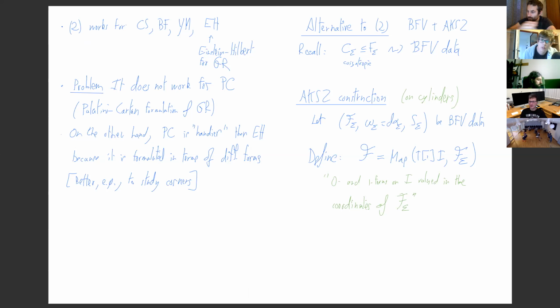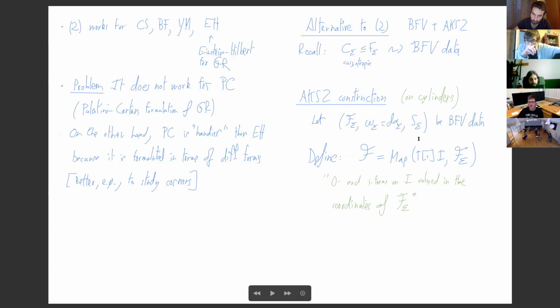But they are not related to the BV data now, right? I'm just considering the classical theory. So what we propose to do now is to construct a BV theory, a bulk BV theory that is compatible with this boundary BFV data. And this is the AKSZ construction on cylinders. So let me explain what the AKSZ construction is. It stands for Alexandrov, Kontsevich, Schwarz, and Zaboronsky.